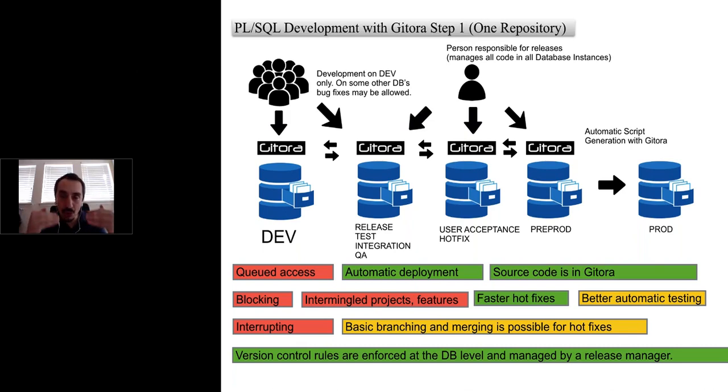So version control stops being a manual process that you rely on everyone on the team to follow. Because we are human, we're going to make errors. Now, version control rules are enforced automatically in the database. It's not a side thing we have to do. It's part of our workflow, and there is no way around it. This is really, really, really important and probably the biggest benefit of Gitora. Now there's a next step.